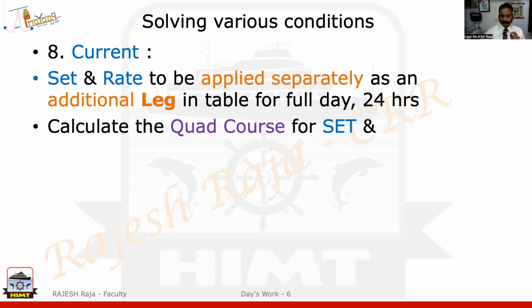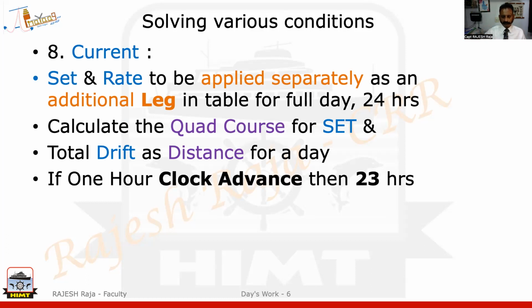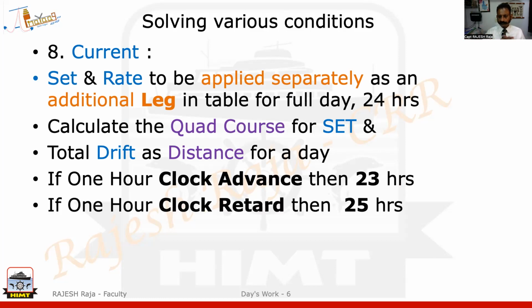Now that set, he will give you as 3 digits, a direction, so please convert that into a quadrantal course. And when he has given you the current for 1 hour, then you should do it for the full day. So it is called drift; the rate is called drift when it is done for one day. So what happens if I advance the clock one hour? It is going to be 23. What happens if I retard the clock? It is going to be 25 hours.